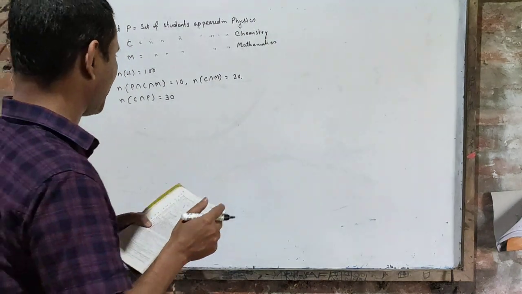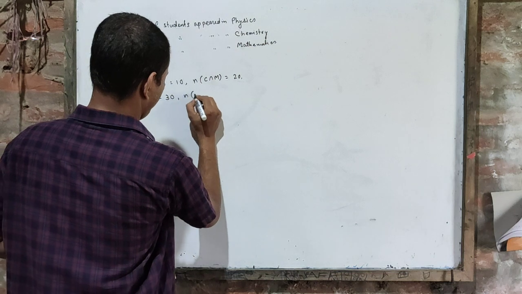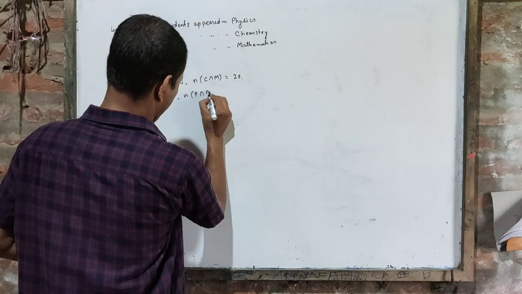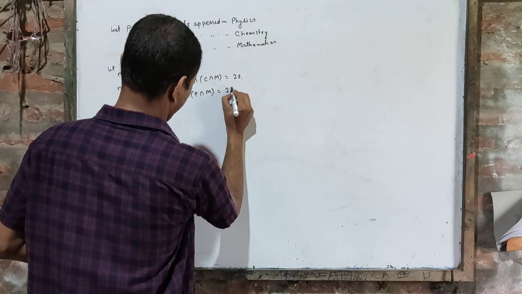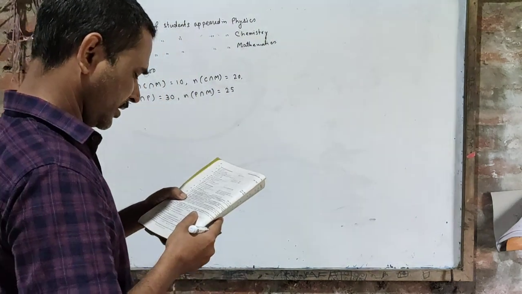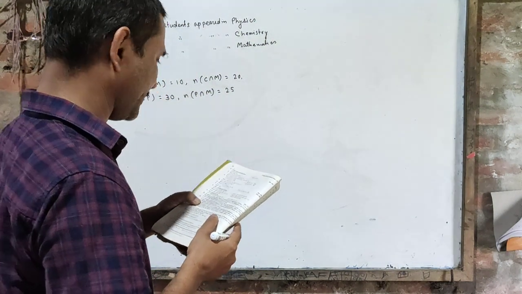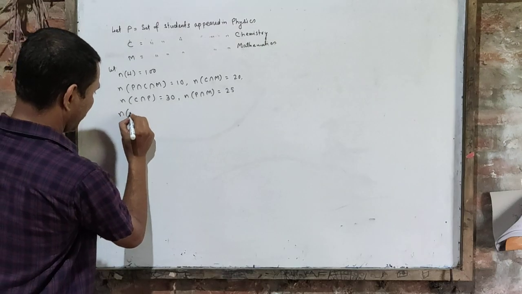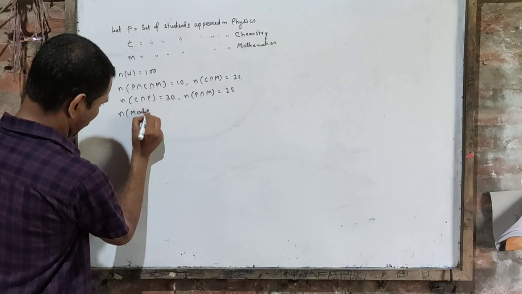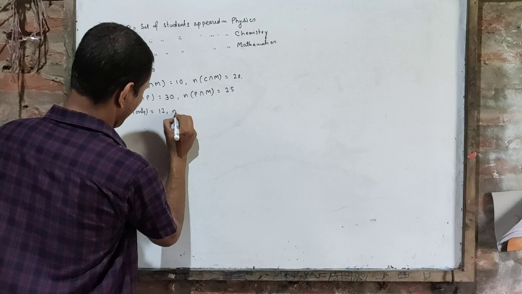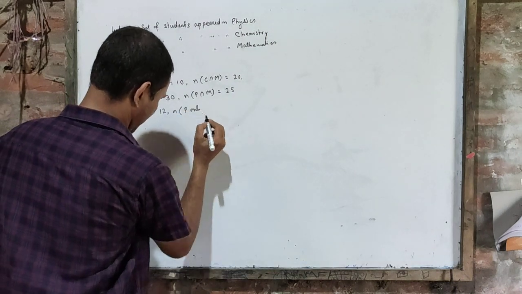25% in physics and mathematics. Okay. Then 12% in mathematics only. N of mathematics only is 12. N of physics, which one is that?